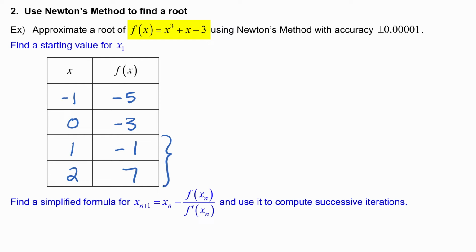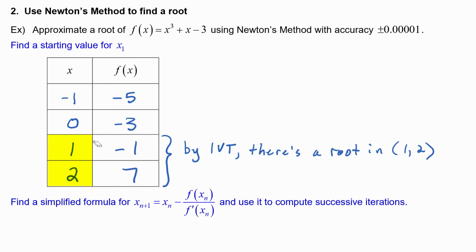So right here, this is the sign change that we were looking for. And since this is a continuous function, we know that the only way that it could get from a y value of -1 to a y value of 7 is if it passes through 0. So by the intermediate value theorem, there's a root in the interval 1 to 2. Remember, it's the x values where we talk about the interval. So in between x equals 1 and x equals 2, there has to be a root.